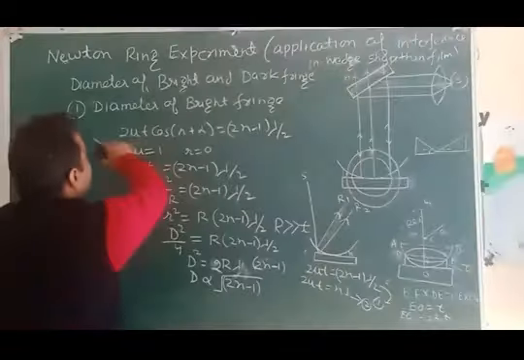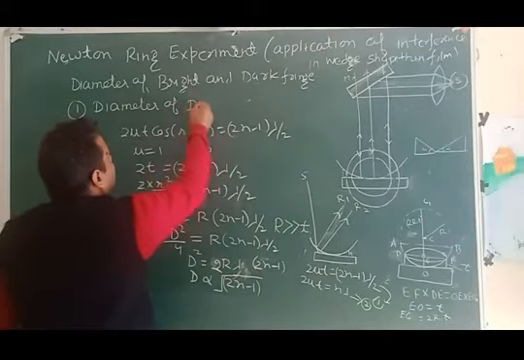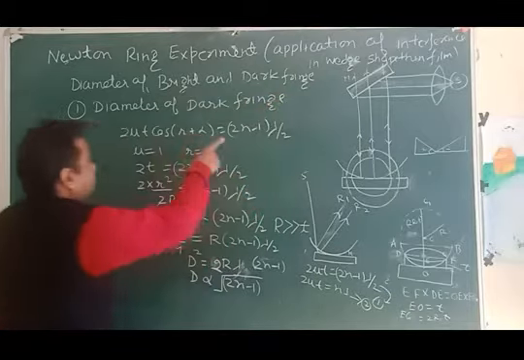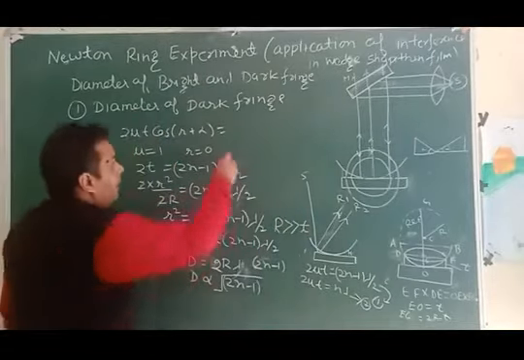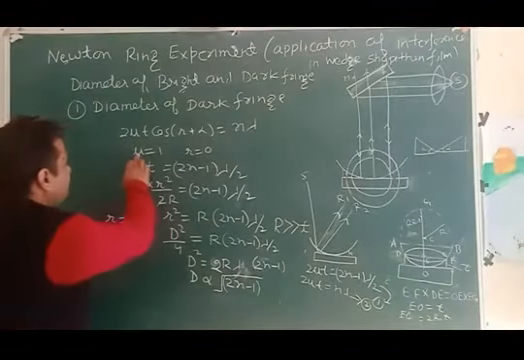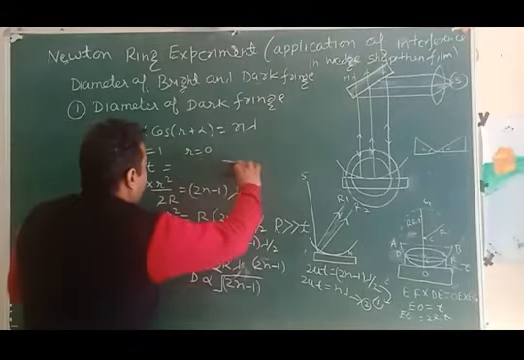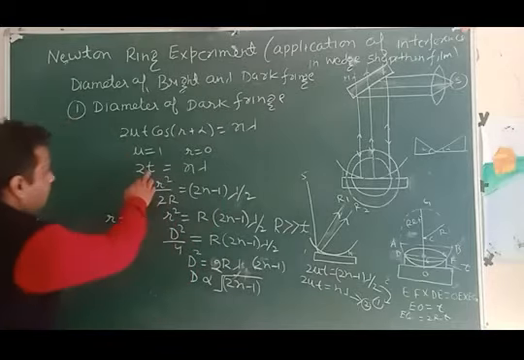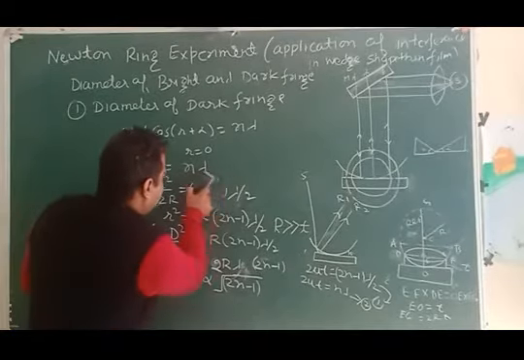Now in case of the diameter of the dark fringe, the condition for the dark fringe in case of the wedge shape is basically n lambda. Understand? Same, mu is 1, r is equal to 0, and this is basically n lambda. So again by putting t equal to r square by 2R, this is basically n lambda.